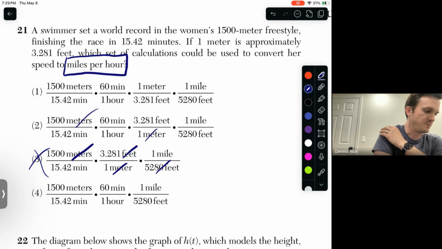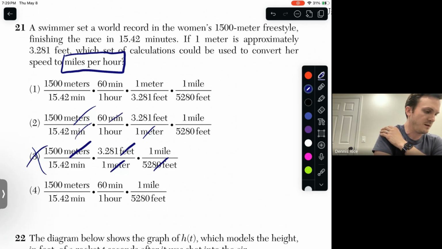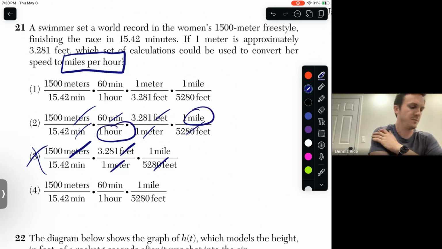Meters, meters, minute, minute, feet, feet. What are we left with? Miles per hour. We don't care about the numbers at all.